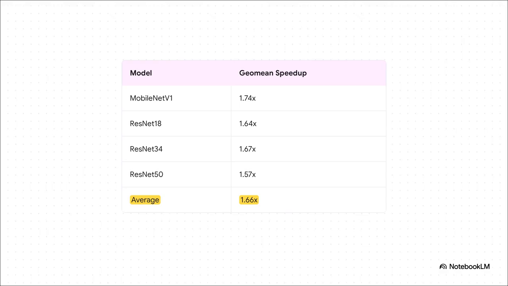And this wasn't some fluke that only worked on 1 or 2 models. The results were consistently fantastic right across the board. No matter which model they threw at this, they saw these huge speedups, averaging out to about a 1.66 times performance boost. This proves that the lookup table idea is a really robust and widely applicable solution.